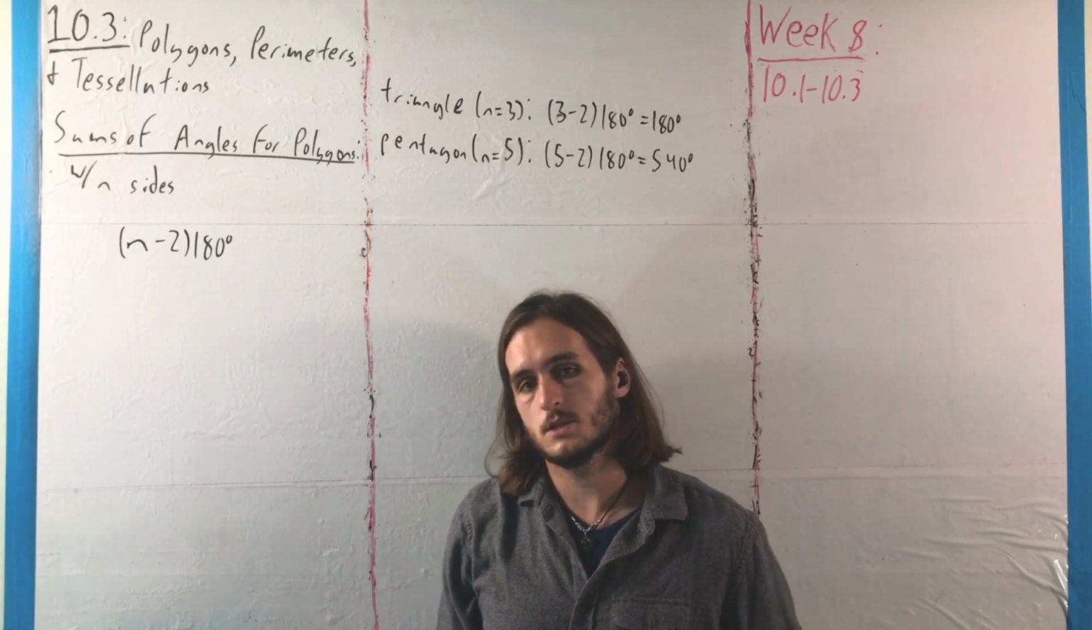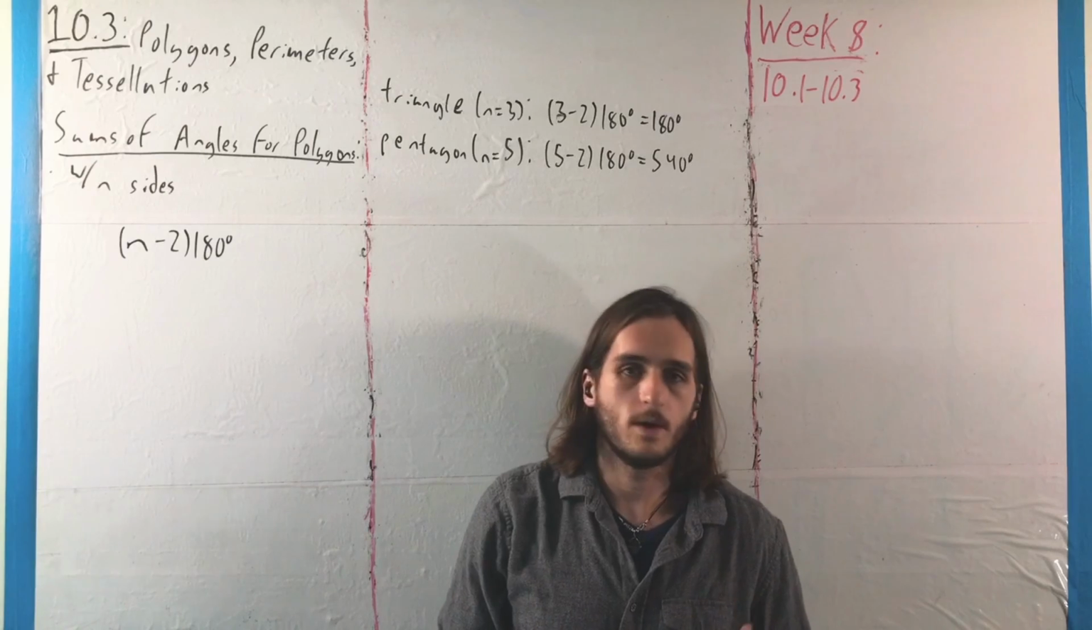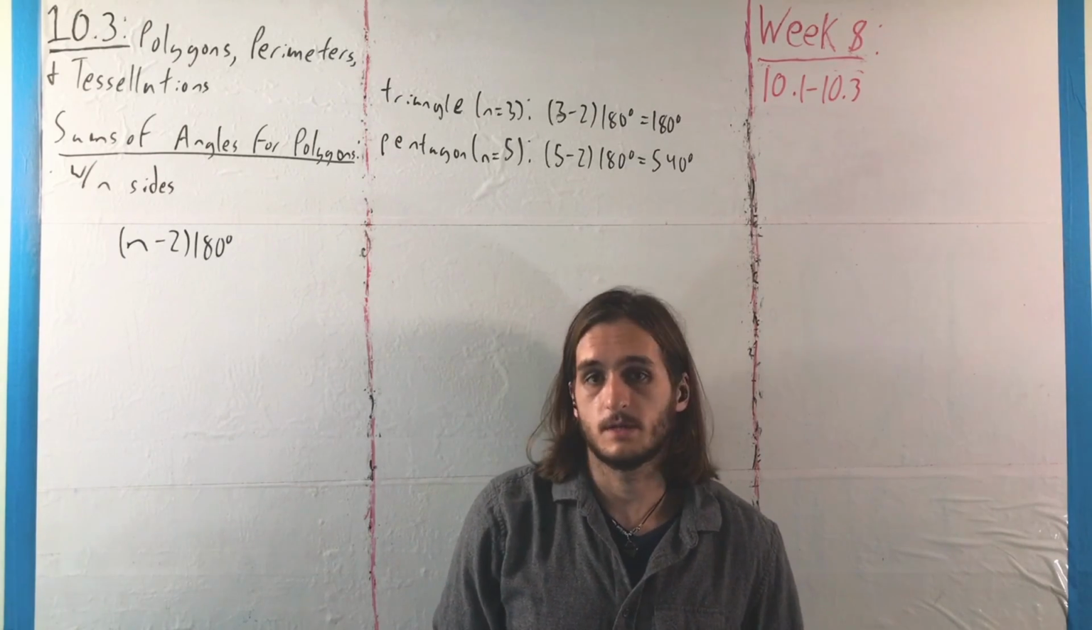So we can use this to talk about a special pattern we get in certain shapes, a special pattern we can see with shapes being brought together, called a tessellation. And that's what we're going to finish this week's material looking at.